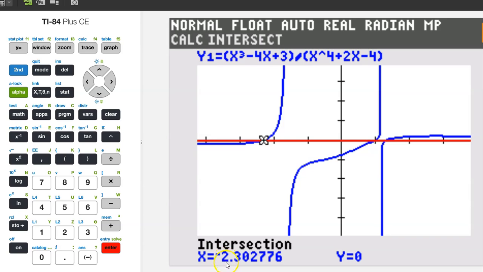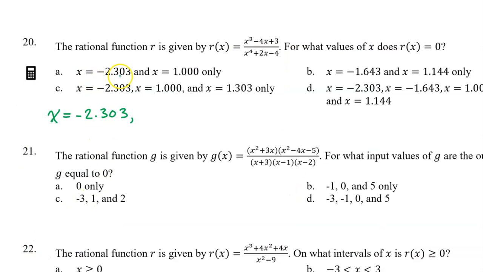So my first 0 is at negative 2.303. So you can see we are on the right track. We can eliminate option B so far.